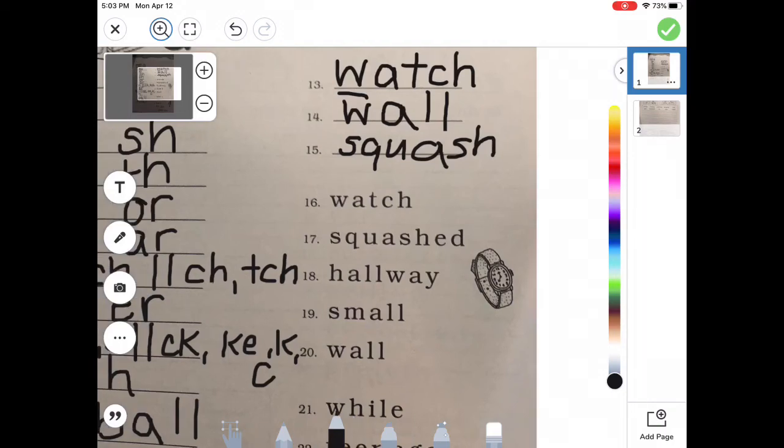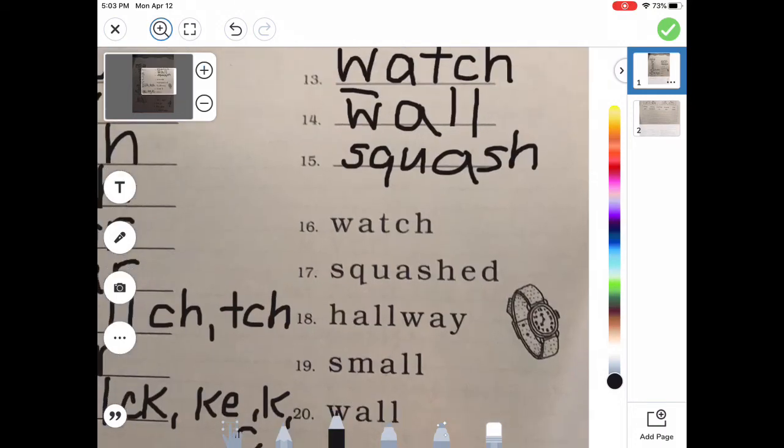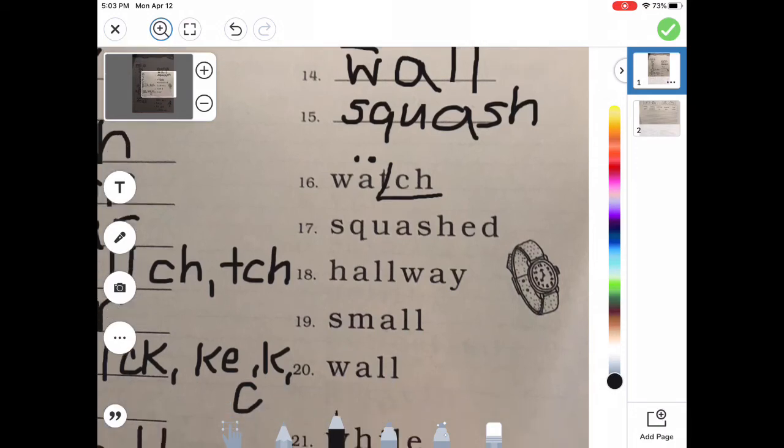All right, let's look at number 16 and see how we would code number 16. Okay, what do you see that you have? That's right, we have trigraph TCH. And remember, we're going to cross off that T because we can't hear it. Now look, we have an A, but it's behind a W, so we're going to put those 2 dots because listen when I sound it out. Watch. Does that make sense? No. How about watch? It makes the O sound, so I have to put the 2 dots.